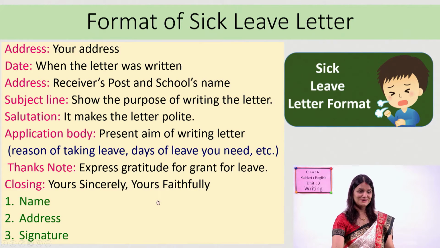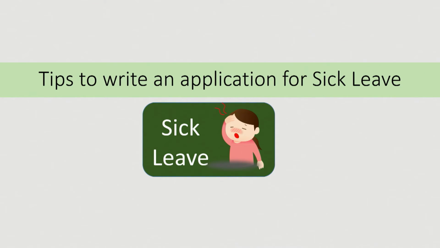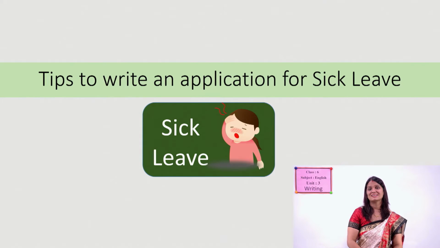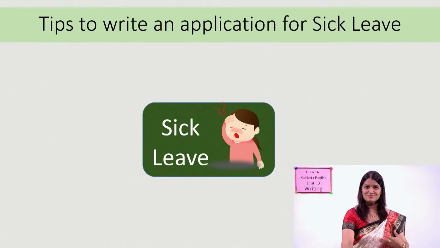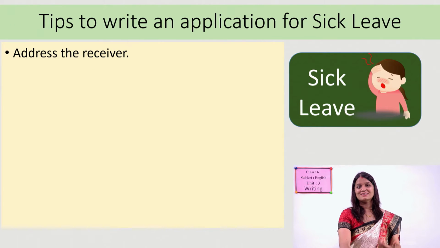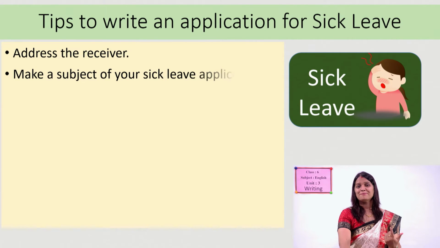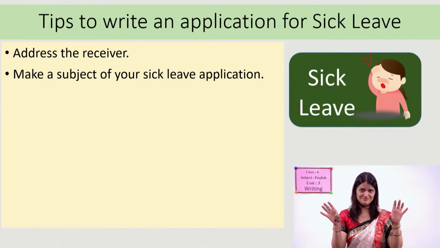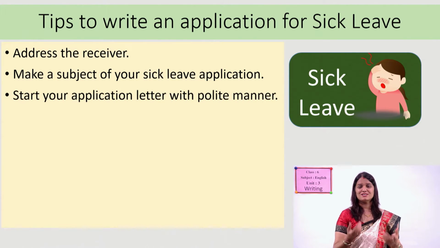Okay, so I'd like to talk about the tips, some of the ideas which you have to remember while writing an application for leave. So first of all, what do we have to do? Address the receiver. Don't forget to address the receiver. Make a subject for your sick leave application. You have to write the subject very clearly. And then after that, start your application letter in a polite manner. Very humbly or very politely, you have to write the sentences there.